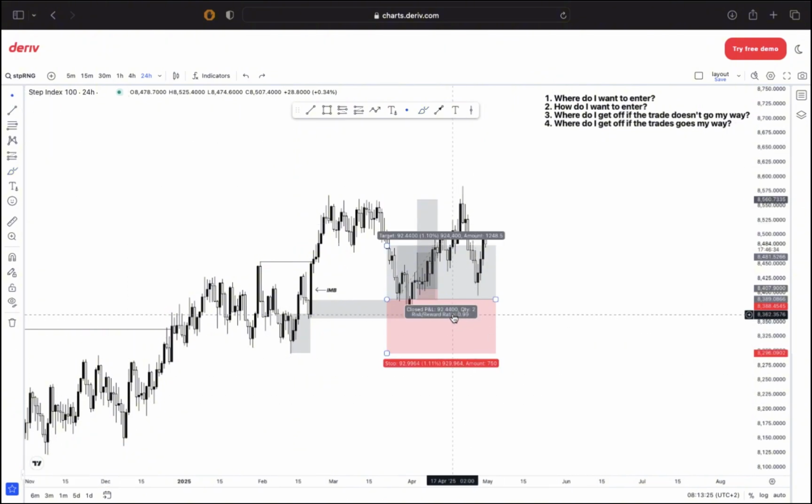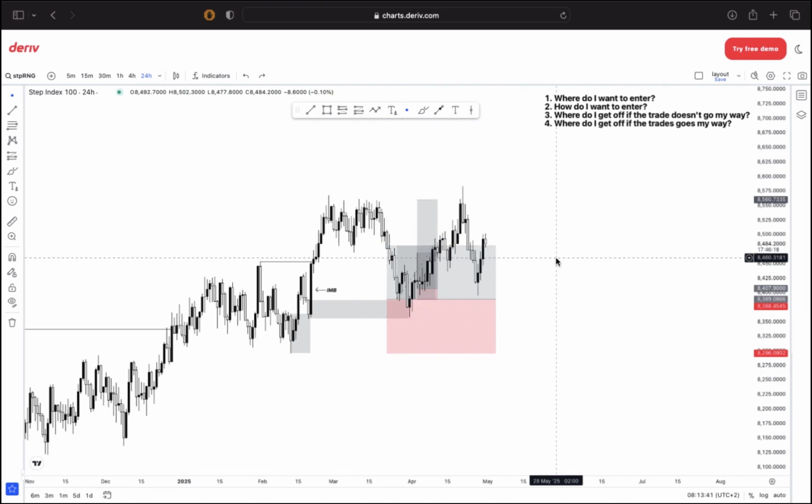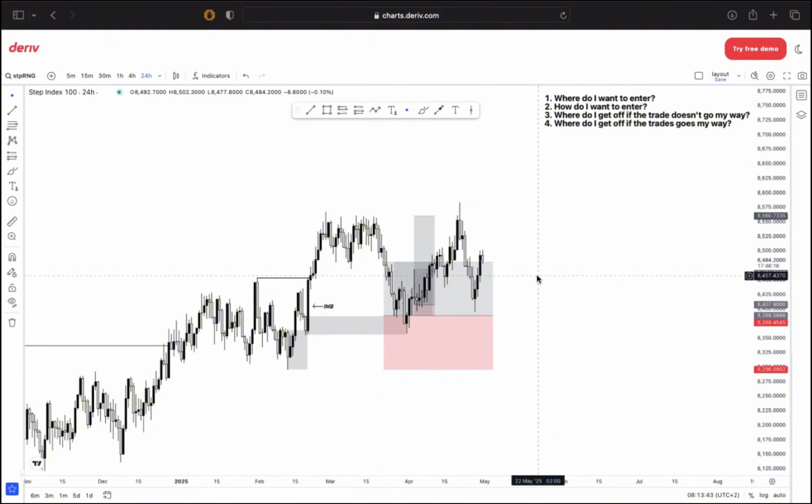Right. So after I managed to identify where I'd like to enter, I place my buy limit order. Now, number four, that's the fourth question. Where do you get off if the trade goes your way? Right. So again, before you execute a trade, you need to know where to get off when the trade doesn't go your way, and where to get off when the trade goes your way.